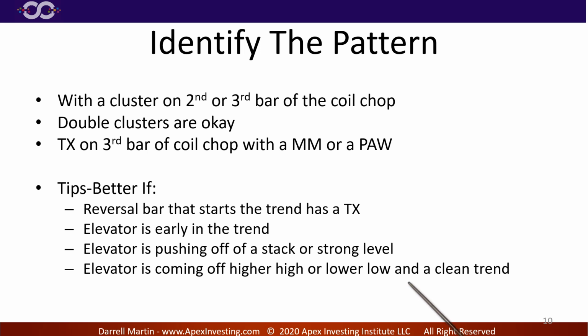So we want a cluster on the 2nd or 3rd bar, and we want a TX on the 3rd bar with a mini magnet or paw. That's what you're looking for. Coil, cluster on 2nd or 3rd bar, TX with a mini magnet or paw on the 3rd bar.